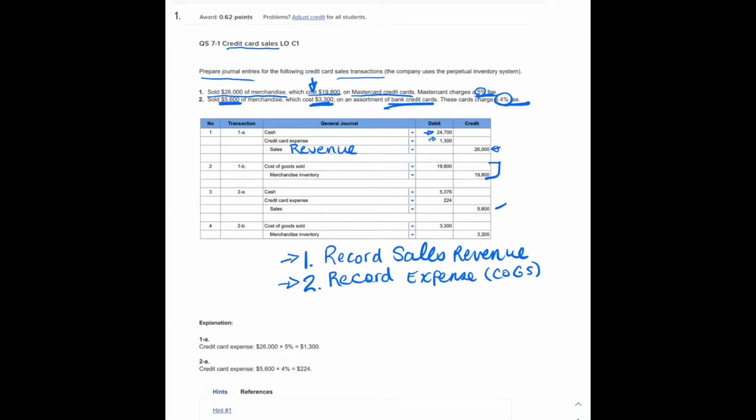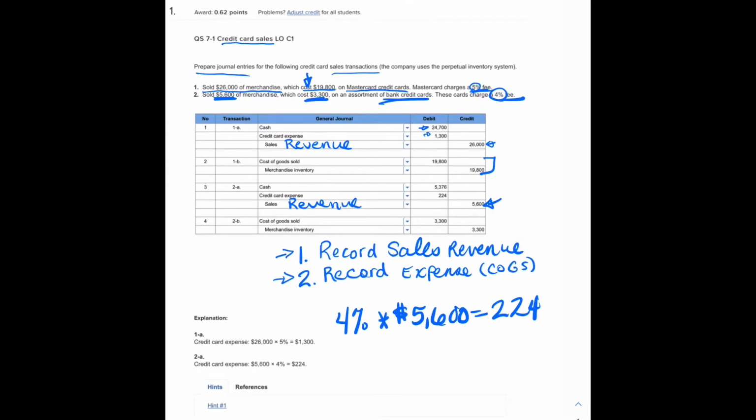So we'll start with that credit to sales, which once again, we would normally just call sales revenue for $5,600. And then the amount that I'm going to record as credit card expense, that's going to be my 4% that the bank is charging me times the amount of sales of $5,600. And that will give me $224. And then that comes in right here.